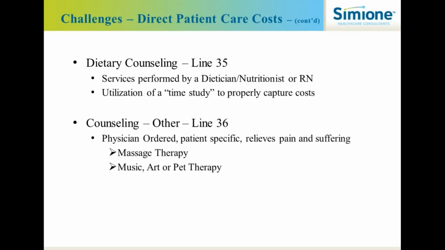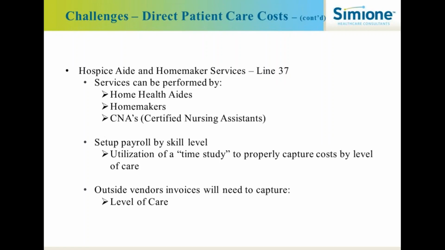Line 35 is your dietary counseling, and this is where you report services performed by the dietitian or nutritionist. Line 36 is counseling other. Remember, these are patient specific, physician ordered. Next slide. Line 37 is your hospice aide and homemaker services. Again, these services can be performed by home health aides, homemakers, CNAs. How are you going to capture their costs by each level of care? Are they on a time study?